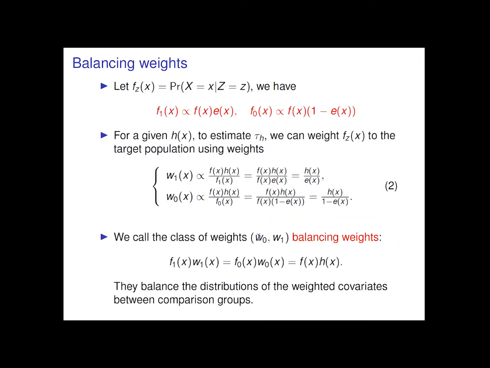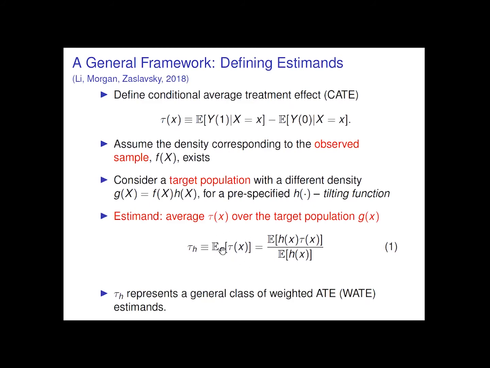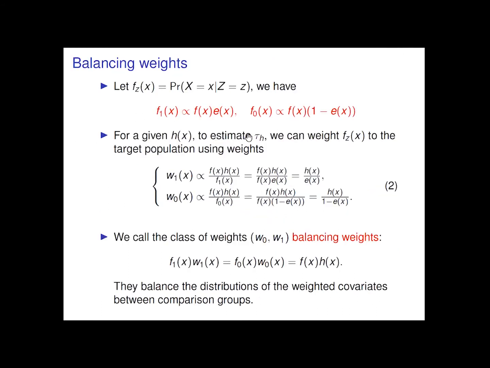Okay, so then what is balancing weight? Let's say now this is our target causal parameter we want to estimate. And the key equation we realize is this. We can define the conditional distribution of the covariates X in each group, in the treatment group and control group. I just denote them as f1(x) and f0(x). So the key realization is that f1, the conditional distribution of X in the treated group, is proportional to f(x), the distribution, times the propensity score e(x). And for the conditional distribution of covariates in the control group, it's proportional to f(x) times 1 minus e(x).